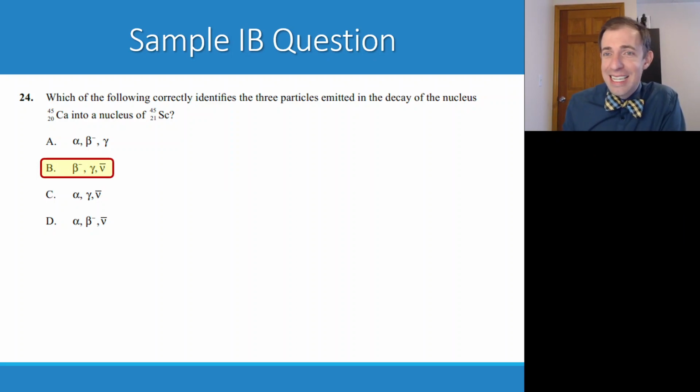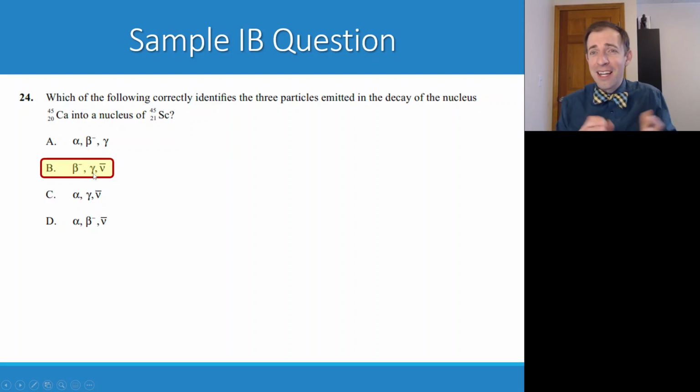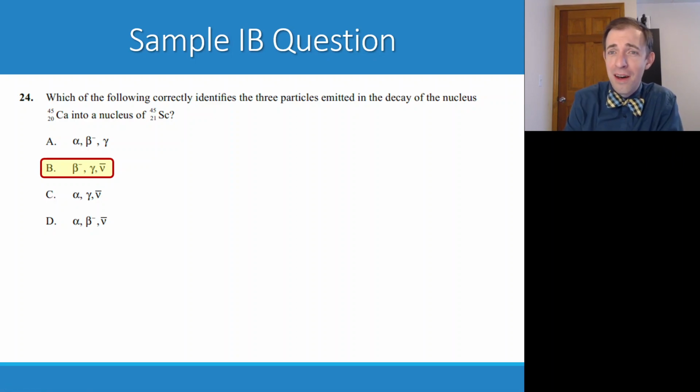But you'll notice that it isn't just a beta particle that is produced. This beta negative particle is including also this antineutrino, as well as some gamma radiation kind of combined in with that. So like I mentioned before, gamma often is in conjunction with alpha decay or beta decay that's already going on.